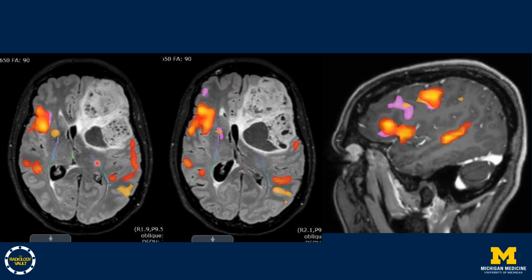And here is a left frontal GBM. What we see here is activation of the right-sided Broca's area. The Wernicke's area is actually lighting up bilaterally. And here is a parasagittal slice where you can see that the Wernicke's area, the Broca's area, and the middle frontal gyrus are all mapped out vis-a-vis the brain tumor.